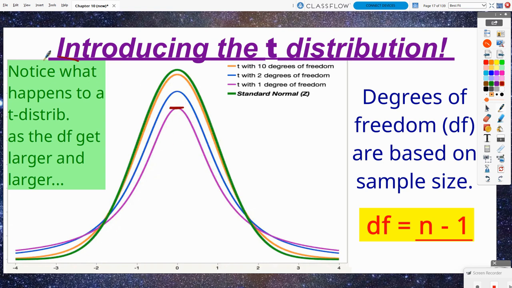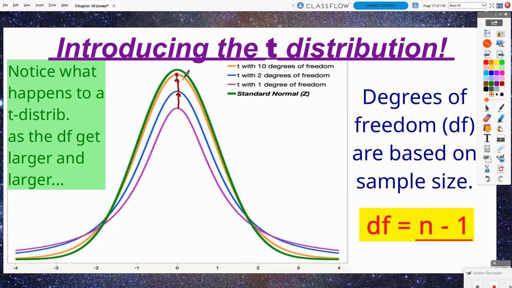And so now here's where this little note comes into play that I wrote off to the side. Notice what happens when a t-distribution gets its degrees of freedom to be bigger and bigger and bigger. And for the degrees of freedom to get bigger and bigger, the sample size has to get bigger and bigger. So the purple goes to the blue, goes to the orange. And so as our degrees of freedom get bigger and bigger, notice it's getting closer and closer to that standard normal distribution.